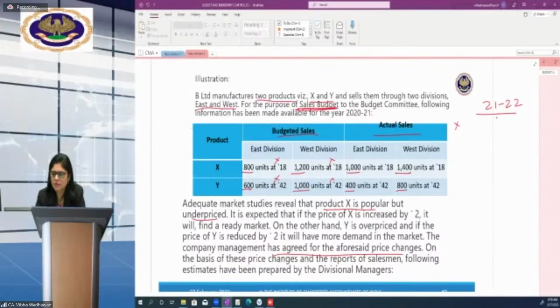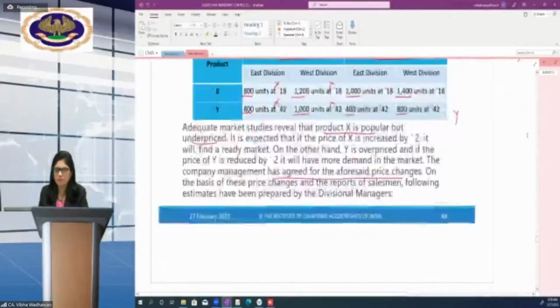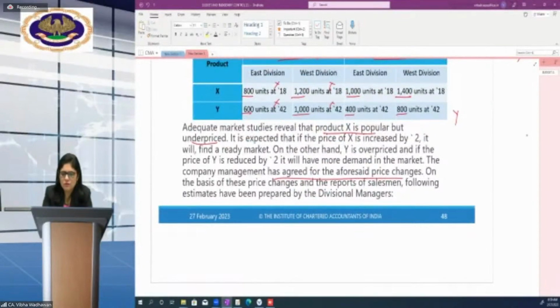So it will be product X and product Y. Let's do it like this: East division and West division. Right, let us do it like this only. East and West. Do we have this space over here? So X and Y, East and West. Clear? Now concentrate on X first.